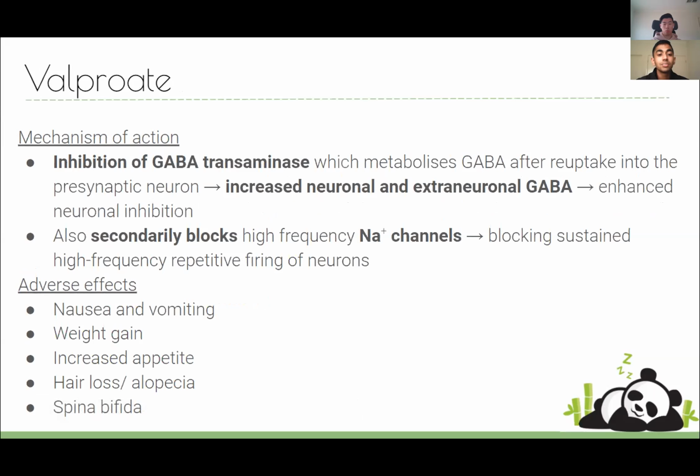Valproate. So we're going to start looking at the ones that inhibit GABA transaminase. So this is an enzyme which is going to break down GABA. And so if we stop the breakdown of GABA, we're going to have increased amounts of neuronal and extraneuronal GABA. So we're going to have more inhibition at the neuron. It also can block sodium channels, but this isn't its main effect. Its main effect is inhibiting GABA breakdown.